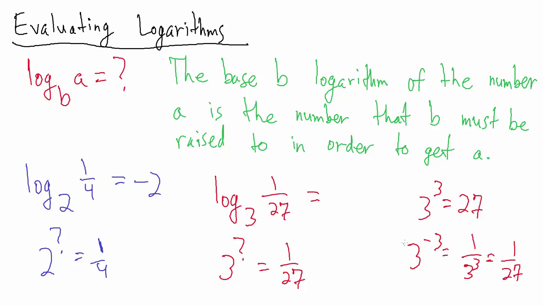So we just found out that negative 3 is what we have to raise 3 to in order to get 1/27. So one last time, the base 3 logarithm of the number 1 over 27 is the number that 3 must be raised to in order to get 1 over 27. And we just saw that if we take 3 and raise it to negative 3, then we get 1 over 27. So the answer here is negative 3.